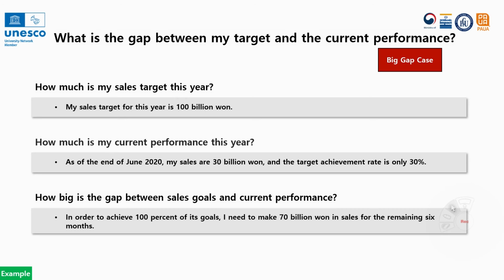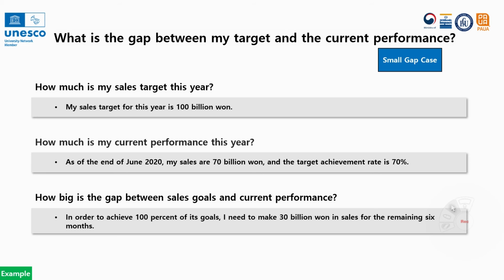So in this case, where the gap is big, when assessing a lot of options to pursue, it's better for this salesman to choose the aggressive strategy in order to close the gap. Okay, so this is the case where the gap is so big. There's another case where the gap is so small.